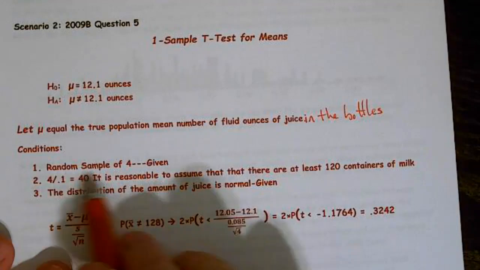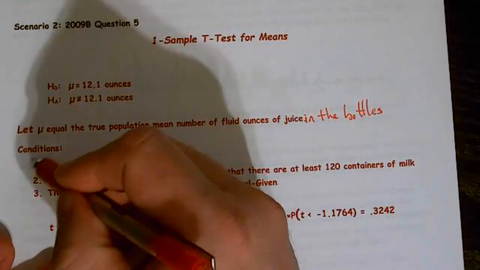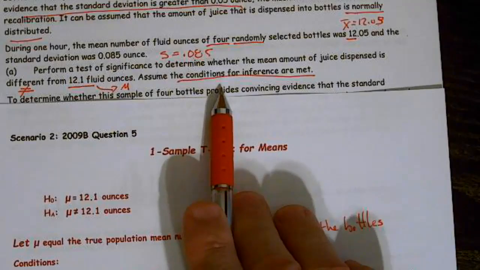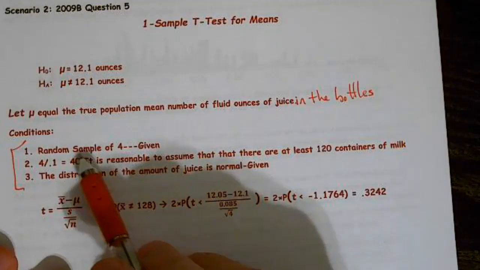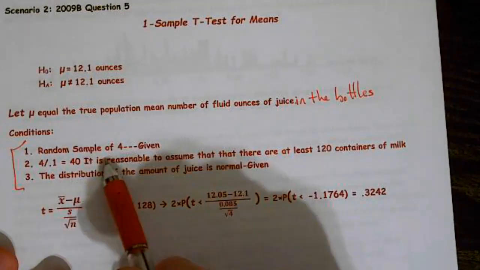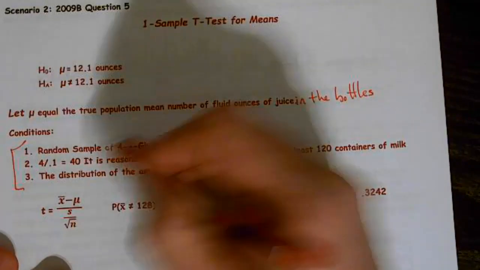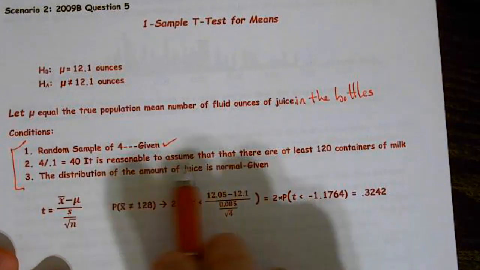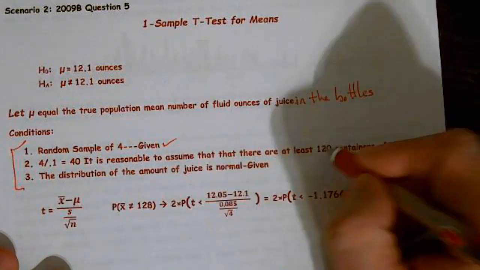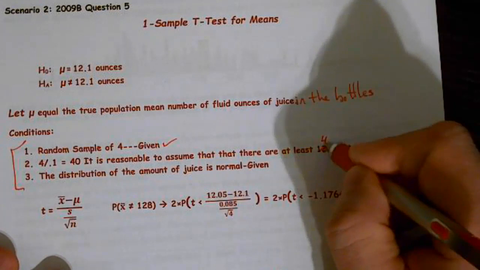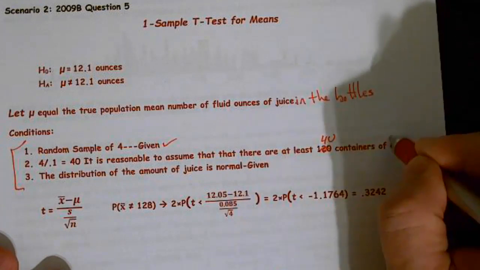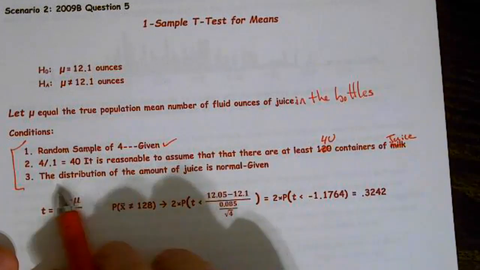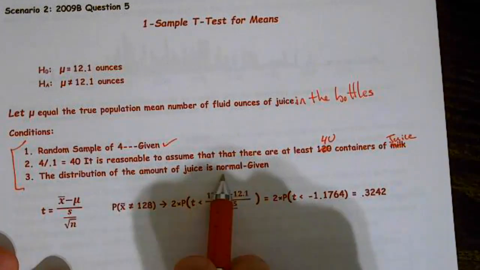We have a random sample of 4 that was given. By the way, this was not required because they told us the conditions for inference had been met. If they hadn't said that, we definitely would have had to do this. So I'm going to show you it's a random sample of 4, so yay, it's random. 4 times 10 is 40, and it's reasonable to assume that there are at least 40 containers of juice. And the distribution of juice is normal, and that was given.